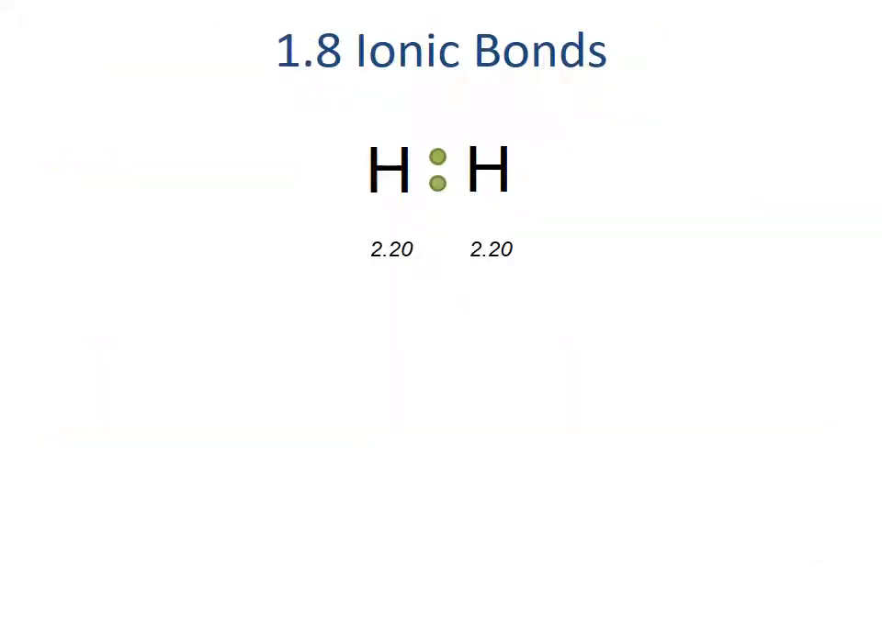Depending on the extent of difference in electronegativity, we might actually consider the electrons to be fully removed from one atom and given to another. This is called an ionic bond. Notice that in this case, we write a full negative and a full positive charge on the ions.